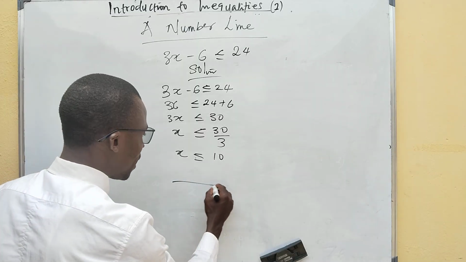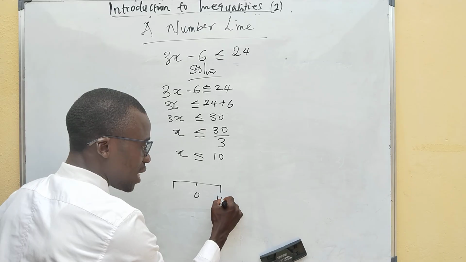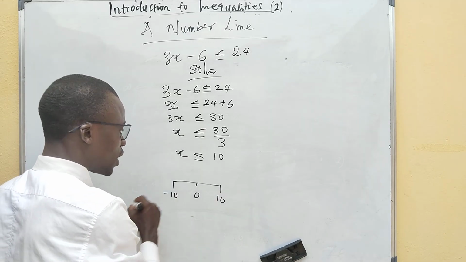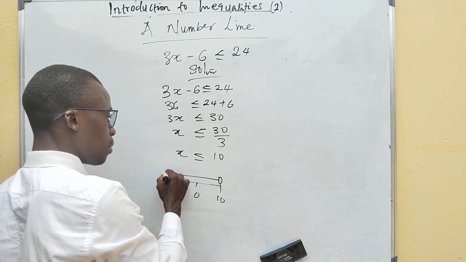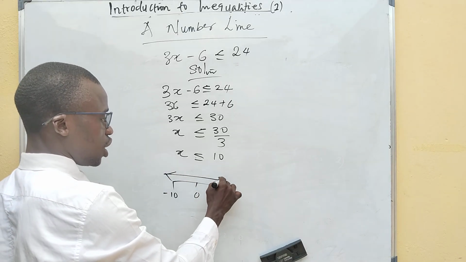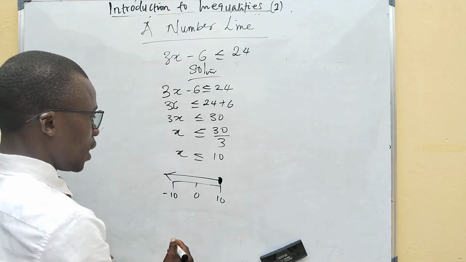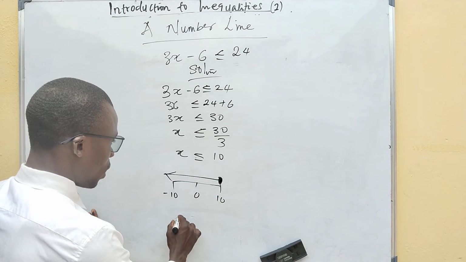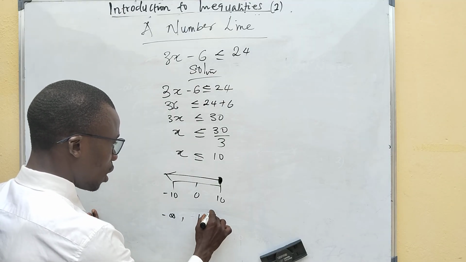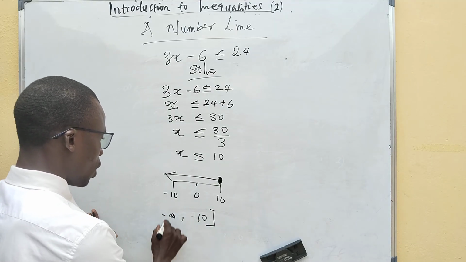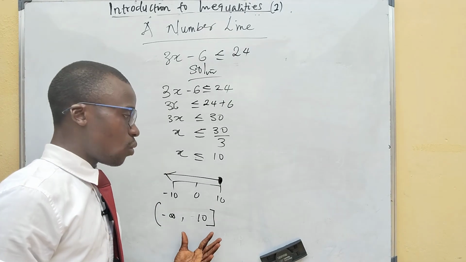How do we show it on the number line? We can put this to be 0. We can decide to make here 10 and here minus 10. Then since it is less than or equal to 10, we take it this way. Shade here. Now, if you represent it in the format I was using, we have 10 and we have negative infinity. Here will be closed and here will be open. Good. So this is exactly what I'm trying to say.